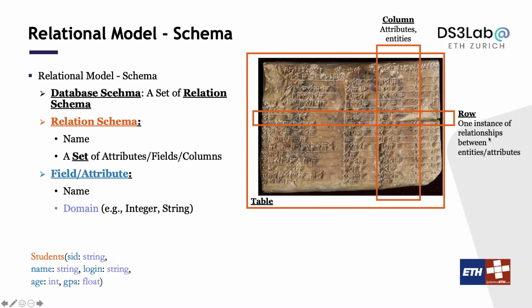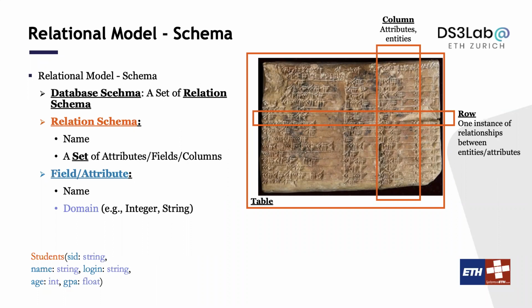For example, the student ID here has the domain string, meaning that every single piece of data I put into that column or attribute needs to have the type string, okay? And you have name with domain string, right? You have login, string, you have age, integer, you have GPA, floating point. So this is the schema of one relation. And if you want to define the schema for a database, you have a whole bunch of these different schemas for different relations.